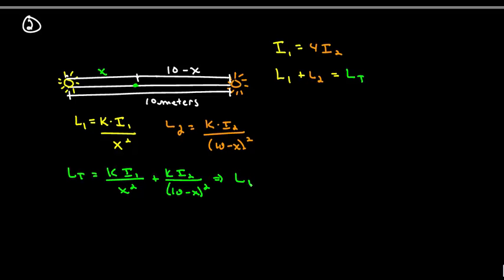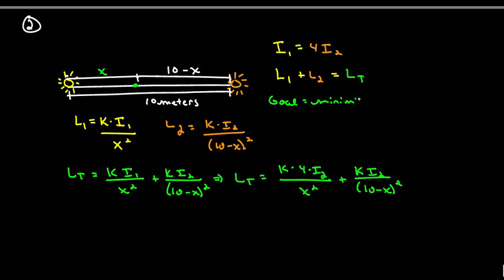So we could write LT for the total as equal to K times 4 times I2 over x squared, plus K times I2 over 10 minus x quantity squared, like that. And so what we want to do, our goal, is to minimize the light at our point, because we're trying to find the point along this line that has the minimum amount of light. So we're going to take this function and find its minimum.